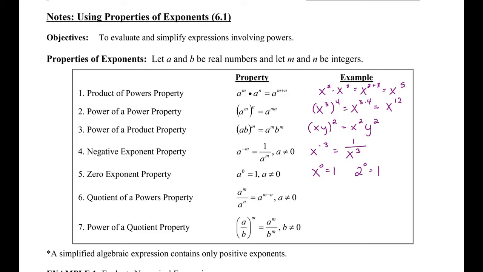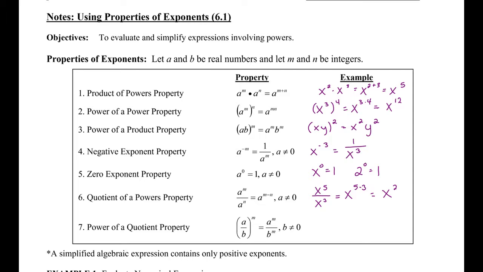The quotient of powers property says if you have a base raised to some power divided by the same base raised to a power, you can simplify it by subtracting the exponent in the numerator by the exponent in the denominator. So x to the fifth power over x cubed simplifies to x to the power of 5 minus 3. You always do your subtracting in the numerator. So this subtracts to x squared.